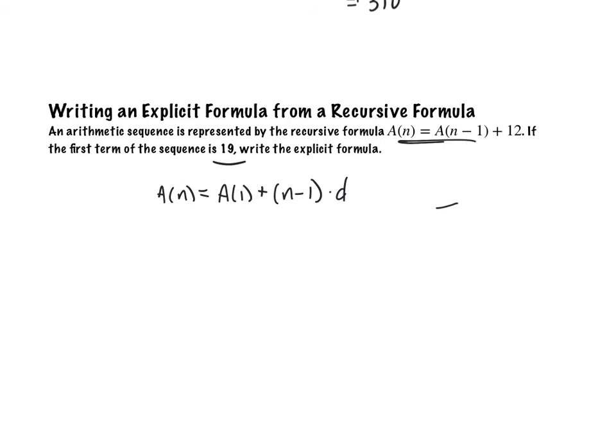So they tell me that the first term of the sequence is 19, and I have plus n minus 1 staying there. And then I look up here and say, from up here, where can I find my common difference? That's what's added or subtracted. So I can say times 12. And then now I have an explicit formula that I can use to find any term number.